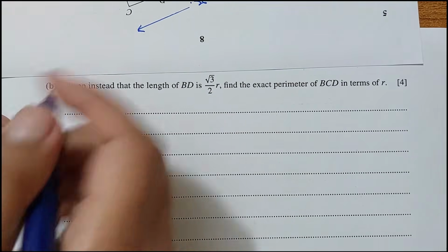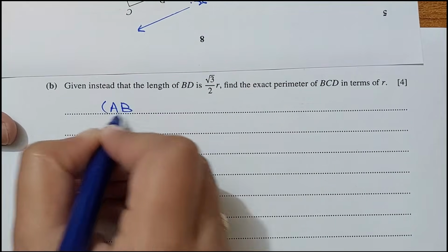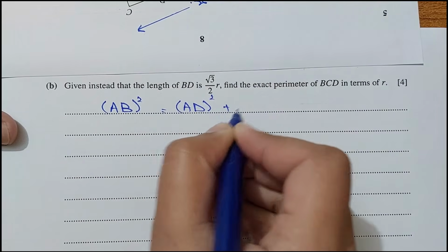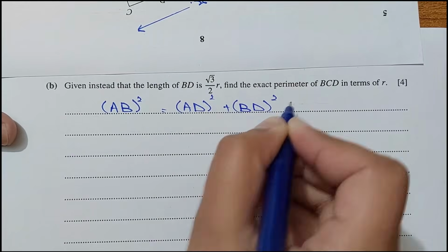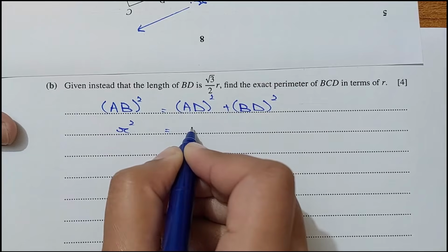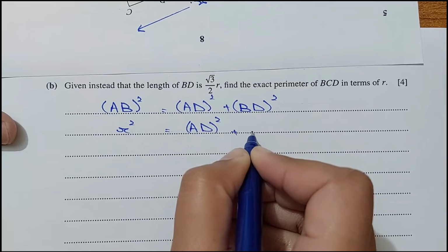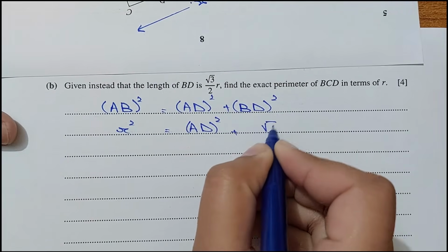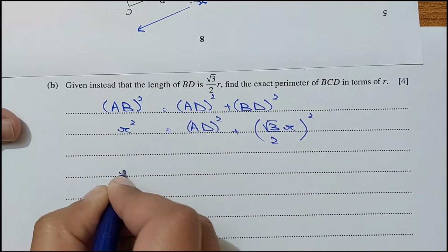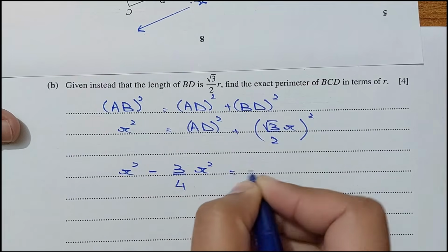So let me solve this by using Pythagoras theorem, that AB whole square equals AD square plus BD square, right? So AB is R square, radius is the same. AD we don't know, AD square, plus BD, which is given as square root of 3 over 2 R whole square, right? So R square minus 3 by 4 R square is my AD square.